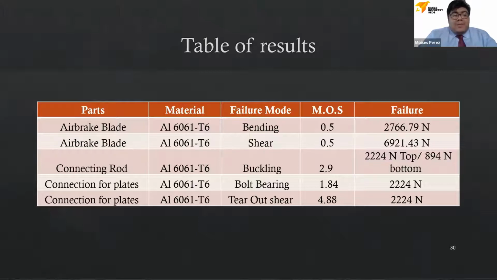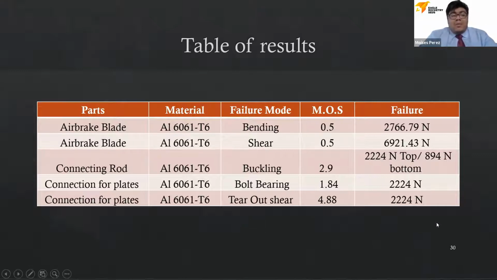Next, we have the air brake blade. Again, with shear, we obtain a margin of safety of 0.5 when we apply 6,921.43 newtons of shear force. For the connecting rod in buckling, we obtain a margin of safety of 2.9 when 2,224 newtons was applied at the top and 894 newtons applied at the bottom.